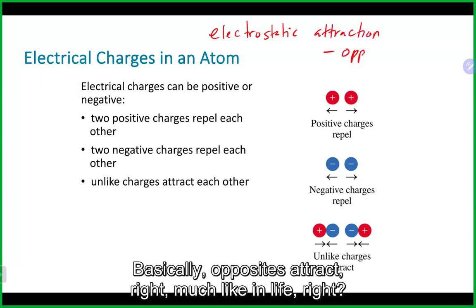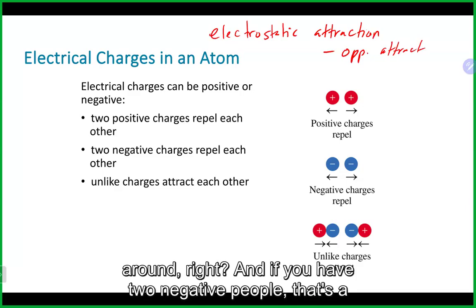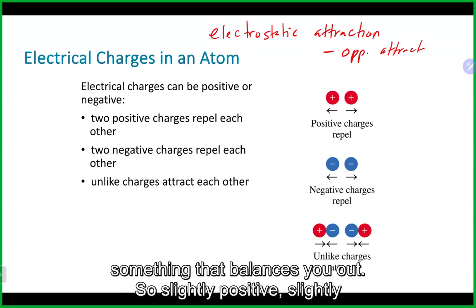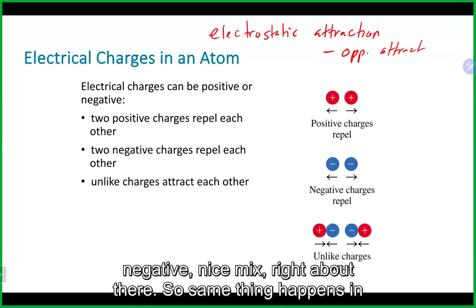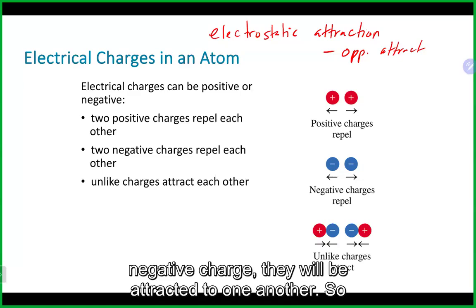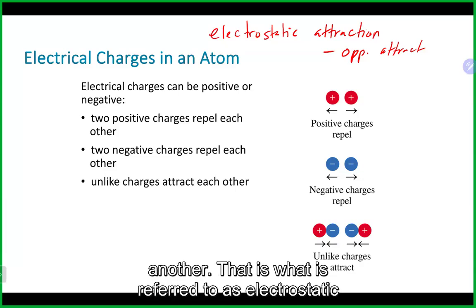Basically, opposites attract, right? Much like in life, right? If you have two positive people, that's a lot of positivity to be around, right? And if you have two negative people, that's a lot of negativity to be around. They say you want to try to find something that balances you out. So slightly positive, slightly negative, nice mix right about there. The same thing happens in chemistry. If you have something that has a positive charge and a negative charge, they will be attracted to one another. So positive things and negative things are attracted to one another. That is what is referred to as electrostatic attraction.